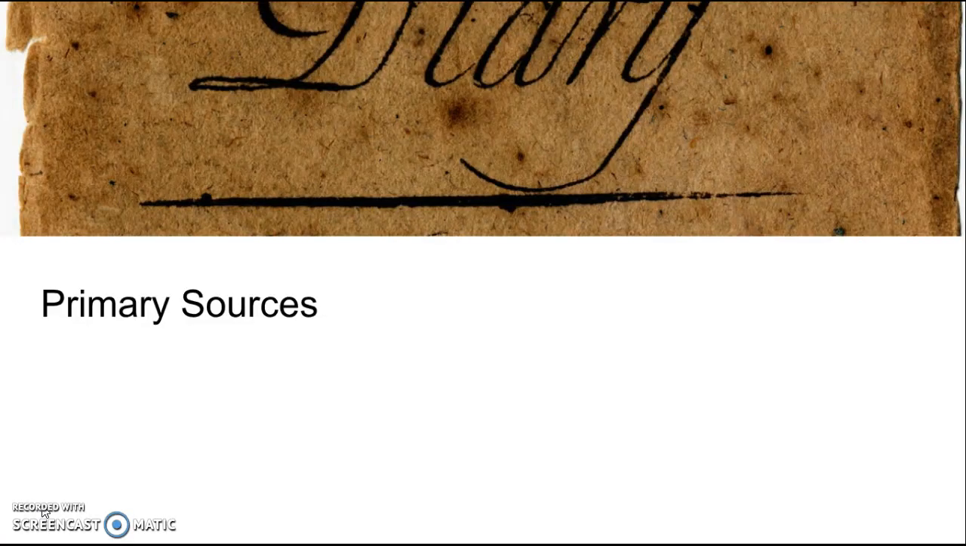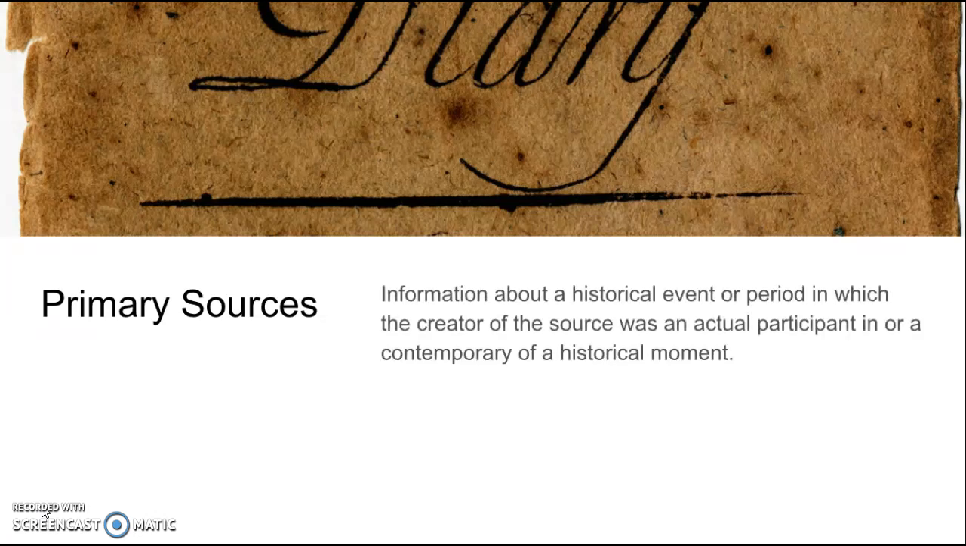So, what types of sources do we need to use in the research process? Most of you should already be familiar with what primary sources are, but I'm going to go over it quickly anyways. Primary sources are information about a historical event or period in which the creator of the source was an actual participant in or a contemporary of a historical moment. For instance, Thomas Jefferson wrote the Declaration of Independence, so the Declaration of Independence would be considered a primary source.